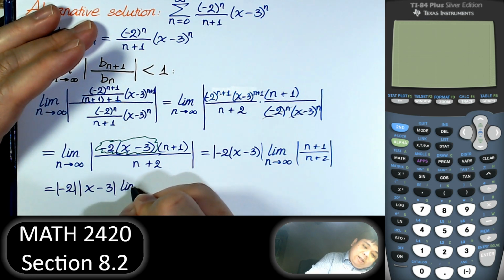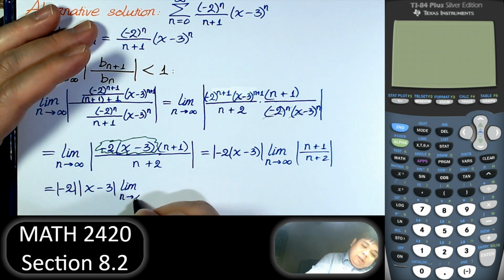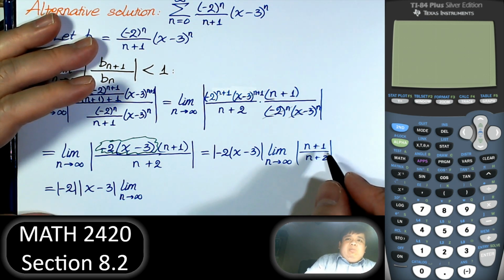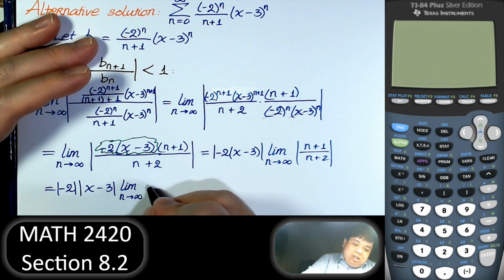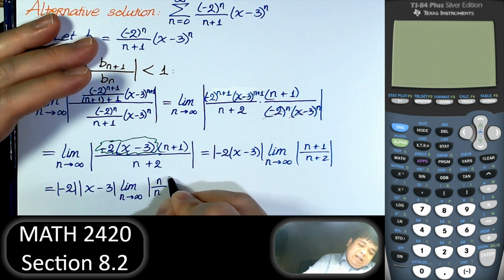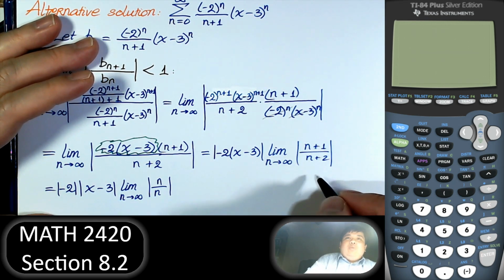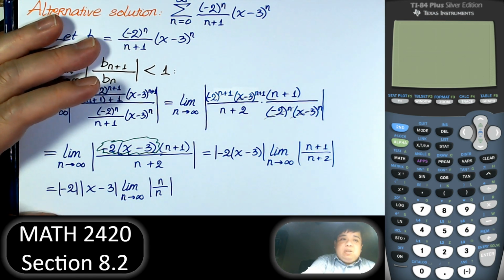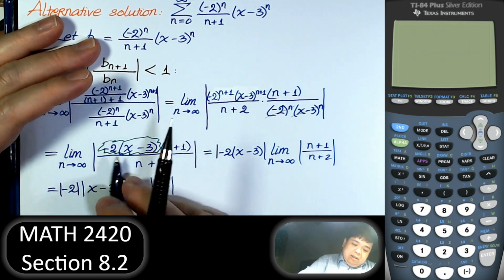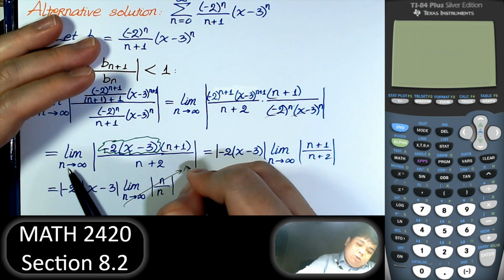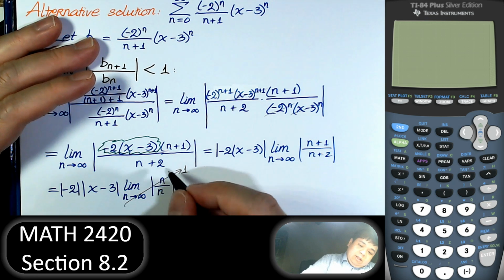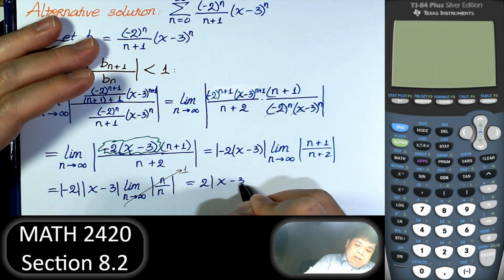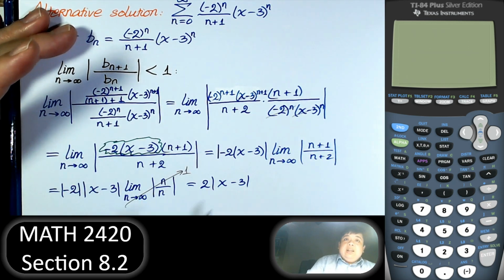And now the limit. We just say that n goes to infinity, so 1 is negligible. So I just say the limit is n over n, right? Because n plus 1 or n plus 2, as n goes to infinity, the plus 1 and plus 2 don't really matter. N over n is 1, so this is pretty much equal to 1. And the absolute value of negative 2 is 2, times x minus 3, right? So the limit of that is equal to this.